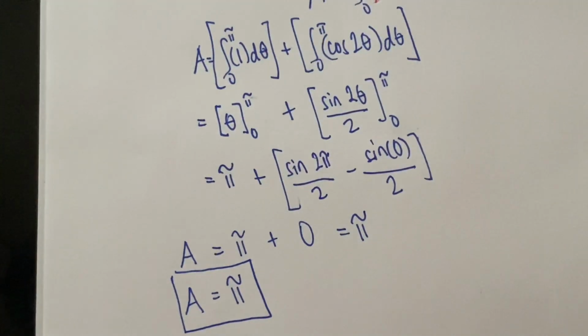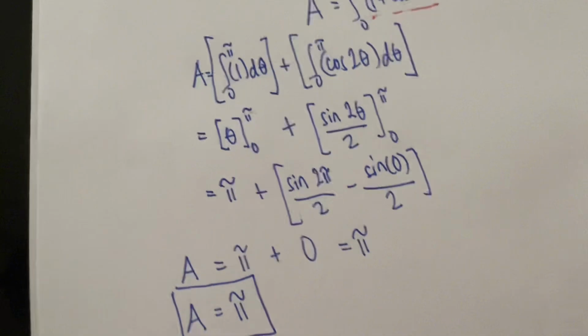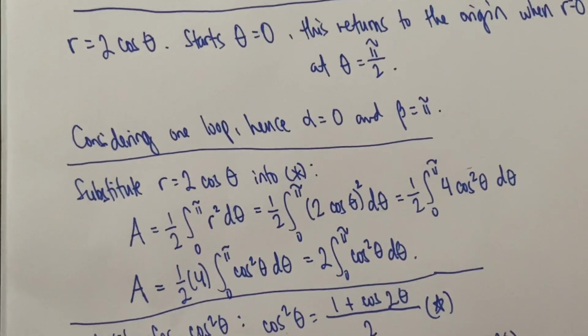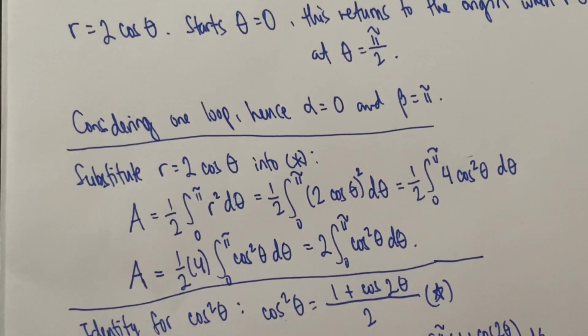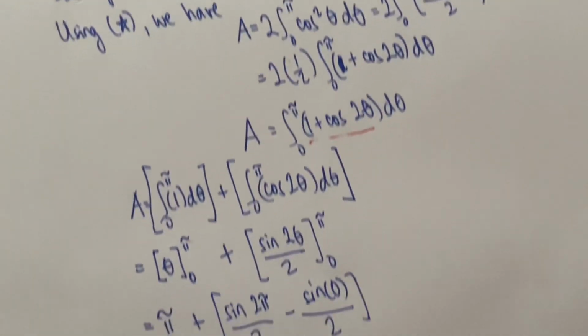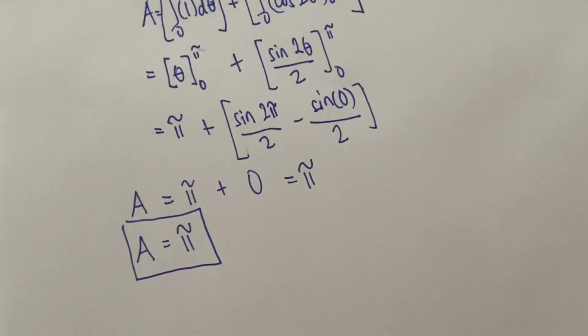And that is our final answer. So to state it properly, the area enclosed by one loop of the polar curve r equals 2 cosine theta is equal to pi.